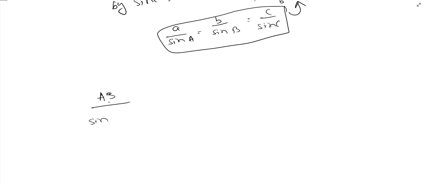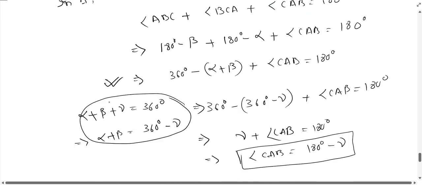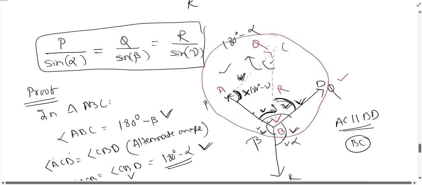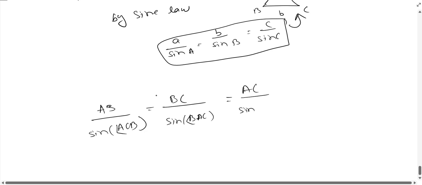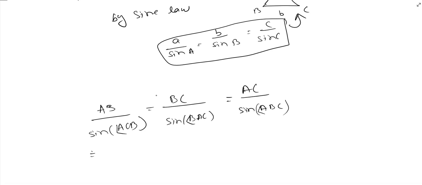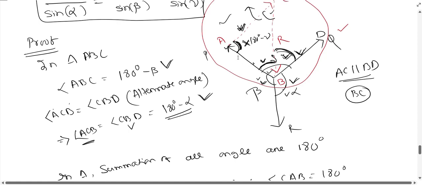AB by sine ACB equal to BC by sine BAC angle equal to AC by sine ABC angle. So AB side जो है that is nothing but P. See, AB side is nothing but force P. So force P is represented by AB side.